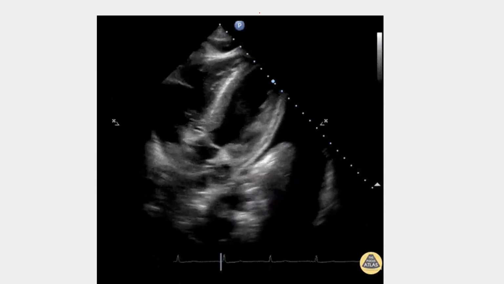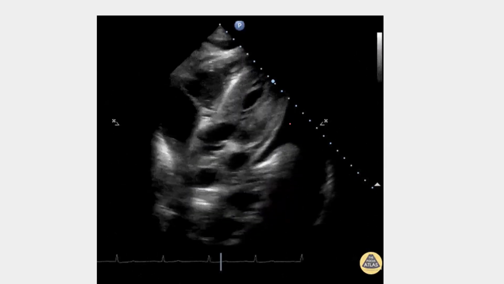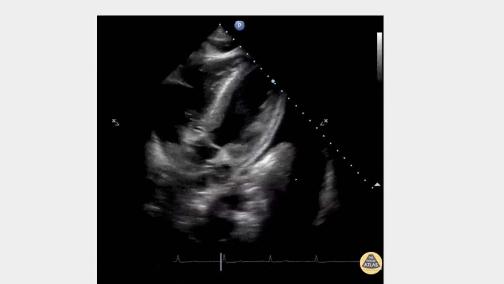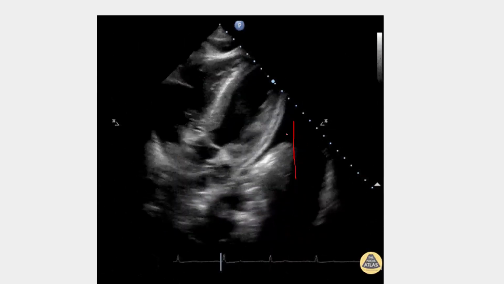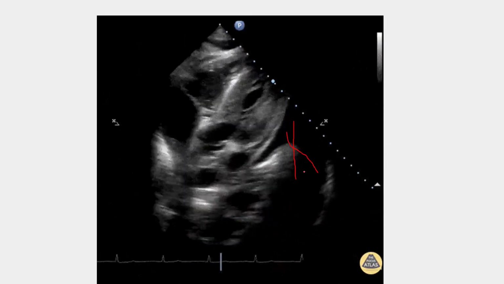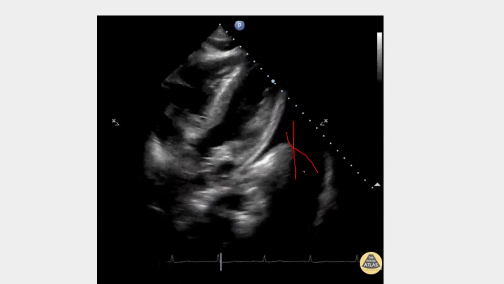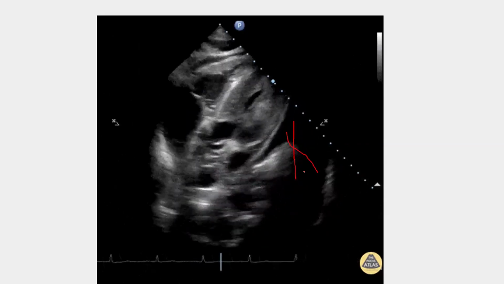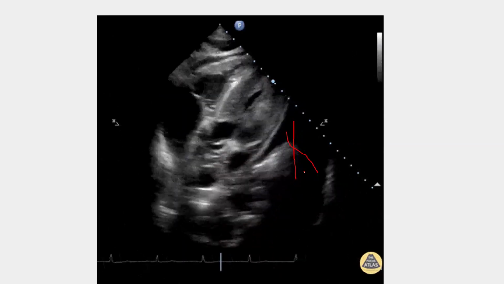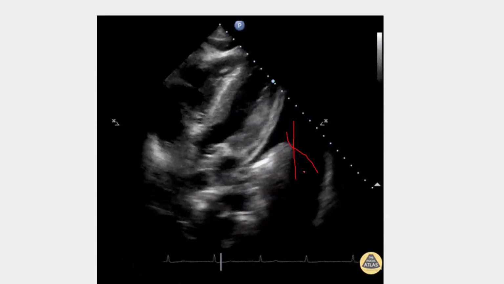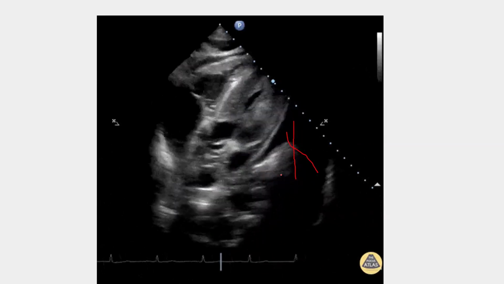Now, what is this? This fluid. You see I'm pointing to this fluid. What about this fluid? What is it? Is it pleural effusion or pericardial effusion? No, this is out of the pericardial space. Most likely, exactly, pleural effusion.